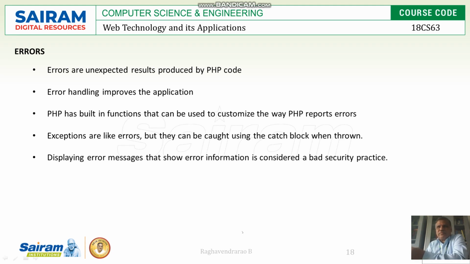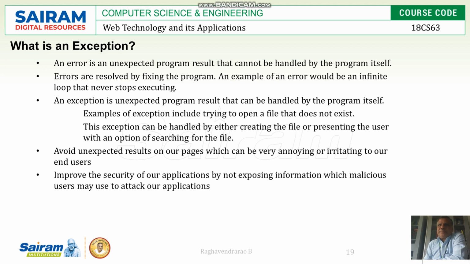In one word, we can say that errors are unexpected results produced by the PHP code. Exceptions are similar to errors, but they can be caught by using the catch block. Errors are unexpected program results that cannot be handled by the program itself, and errors can be resolved by fixing the program. Whenever an error occurs, you can fix it. For example, if the syntax is wrong and you correct it, that error vanishes.